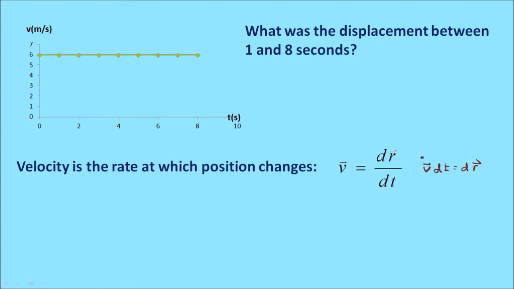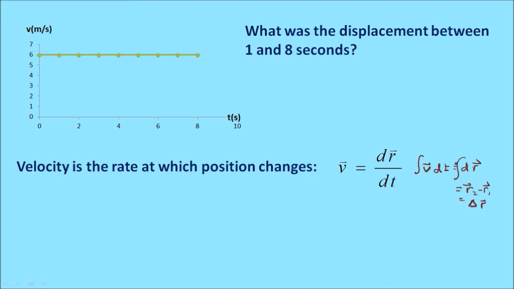And now what do we do with that? Well, if you've taken some calculus, well, if you haven't, none of this makes any sense, so I'm going to assume you've taken some calculus. You take the antiderivative of both sides. Now on this side, we have the integral of the velocity dt. And on this side, we have the integral of dr, which is simply r2 minus r1, or in other words, the change in position, the displacement.